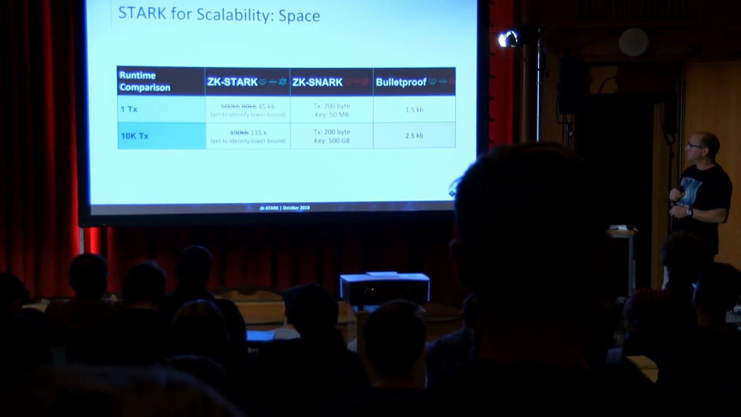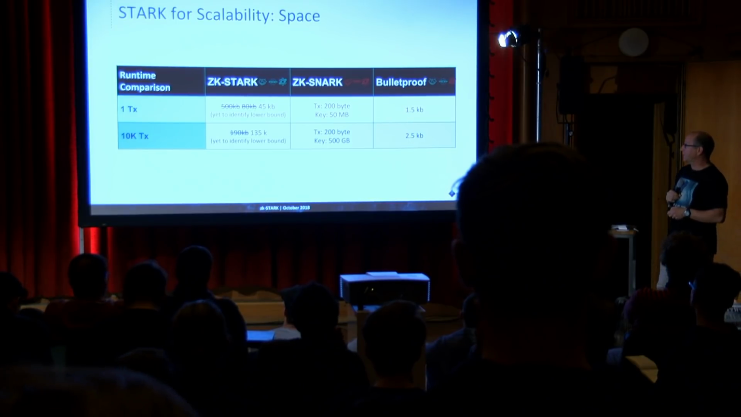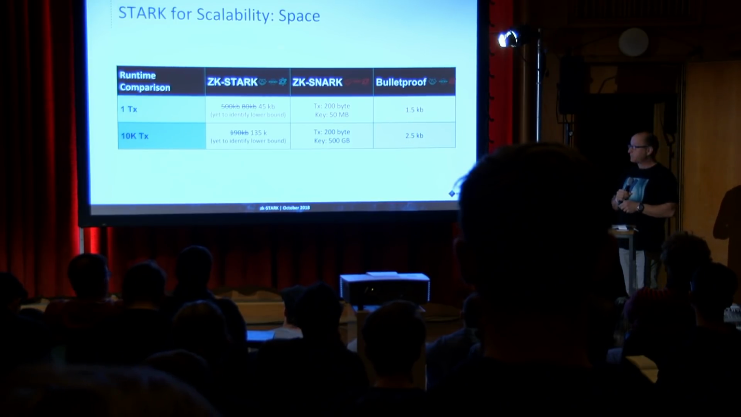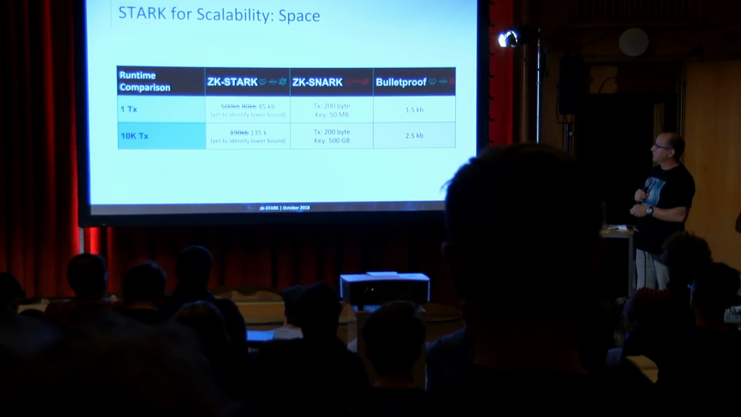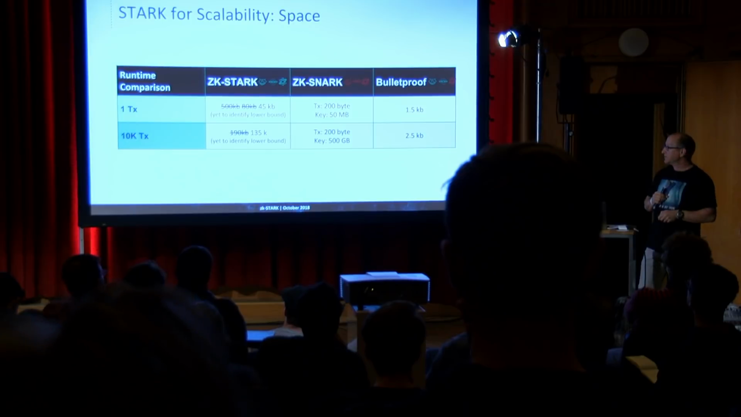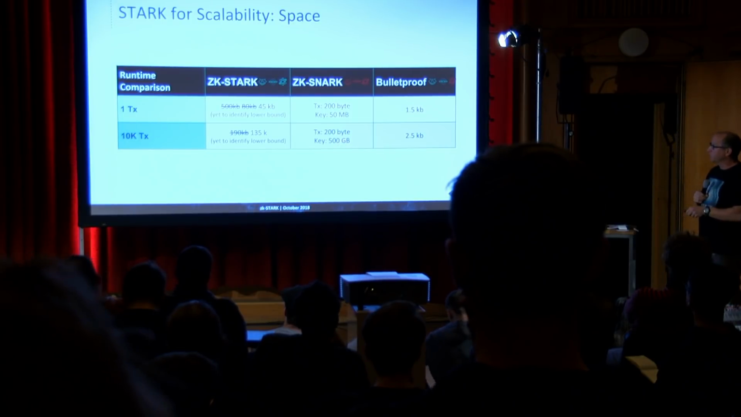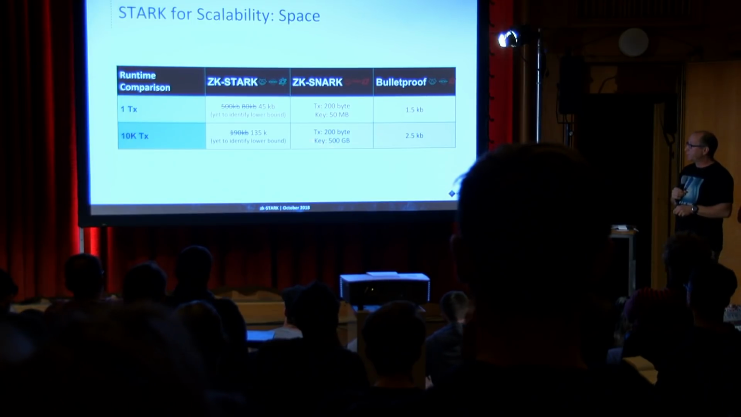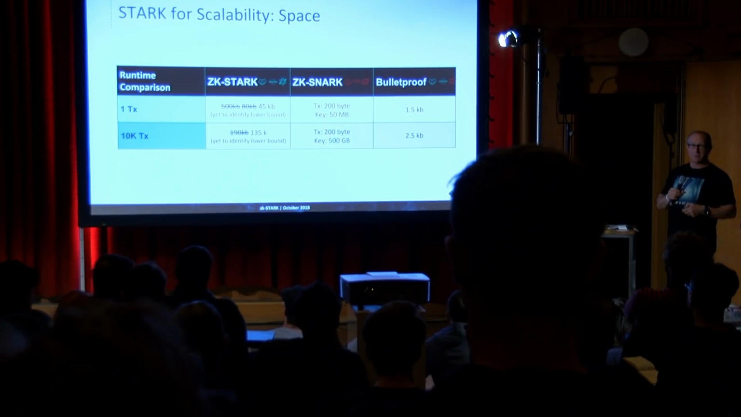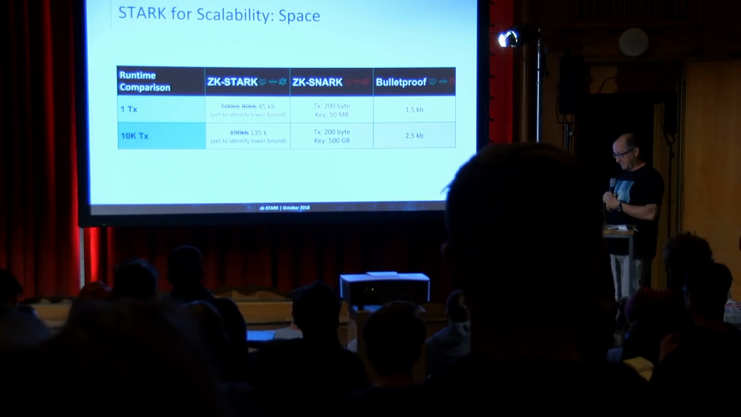Snarks and Bulletproofs have much shorter proofs, but again, Bulletproof's verification time would scale linearly with these 10,000 transactions. And with a Snark, you would require a very large key that everyone who wants to prove would need to download, and which requires a trusted setup for that.